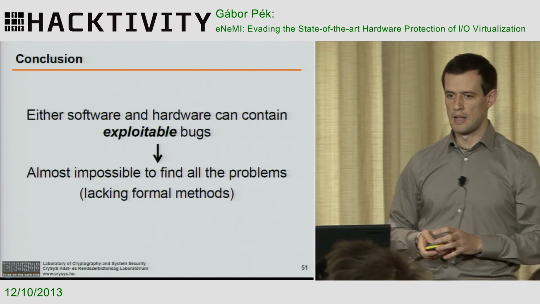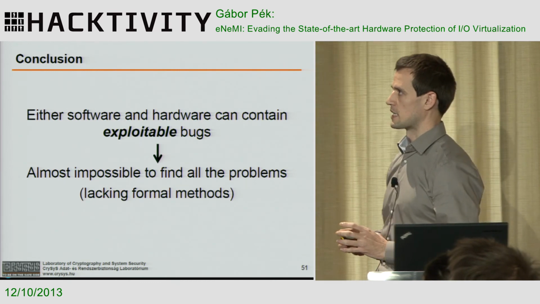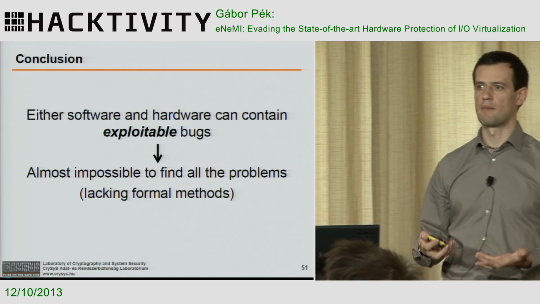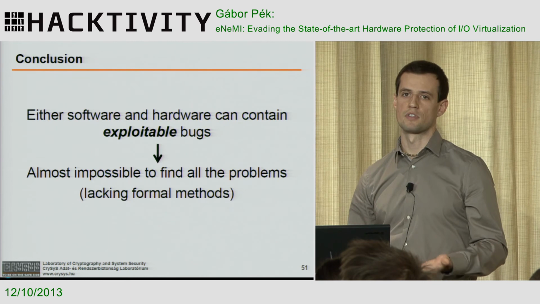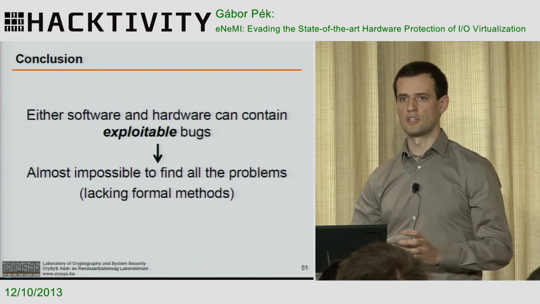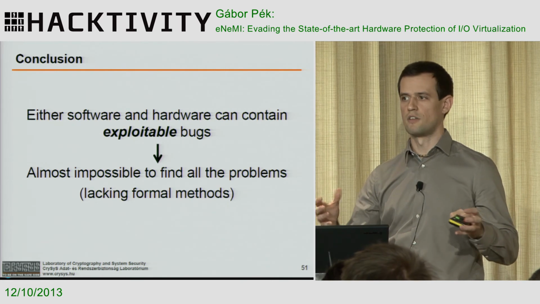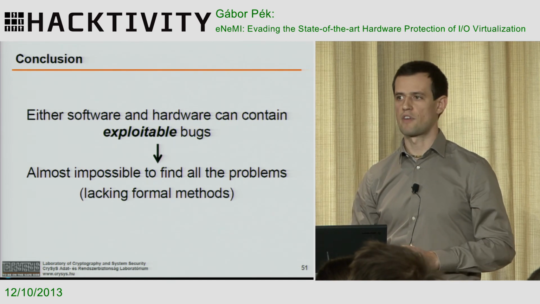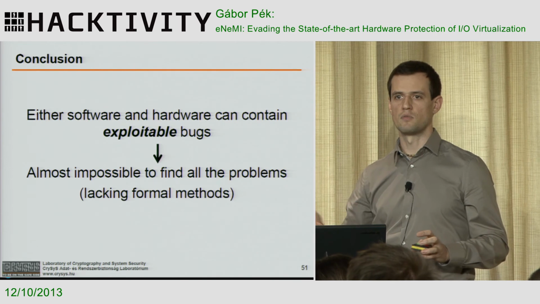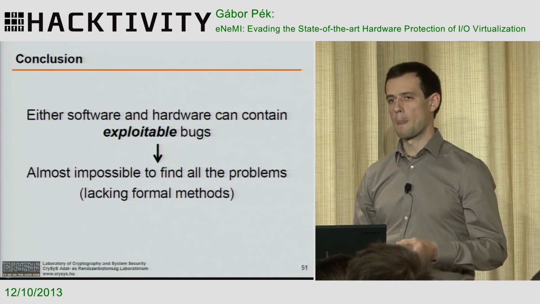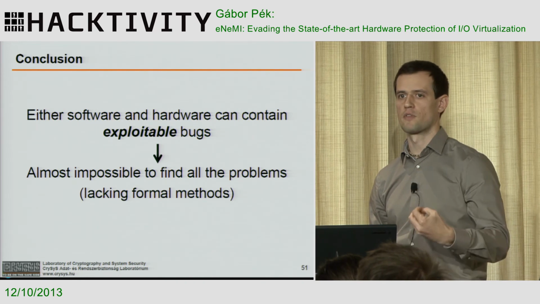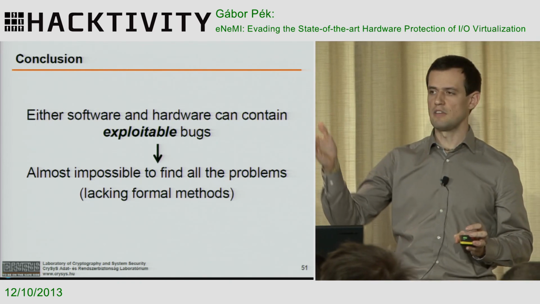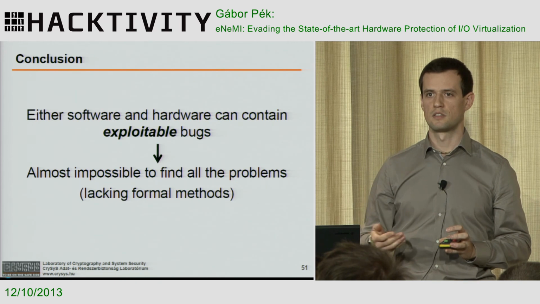So the general conclusion is that either software and hardware can contain exploitable bugs, and it is almost impossible to find all of them, because we lack formal methods. Even if we have something to verify, the code base is so large that current VMMs cannot be checked formally. And of course, how can we verify the hardware, and these kinds of hardware behaviors that even Intel doesn't know? So I think that from the attacker's point of view, finding bugs like this can be tough, but it is even tough for the vendor to fix it.